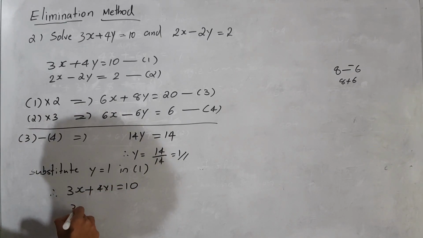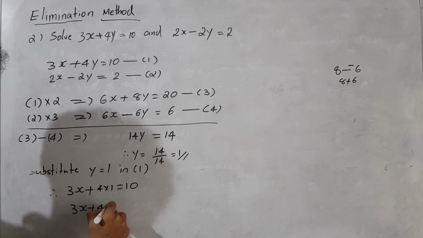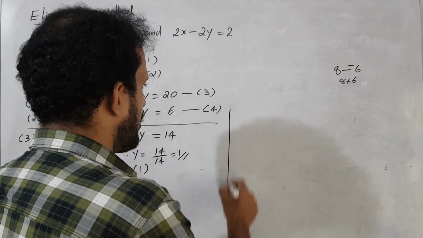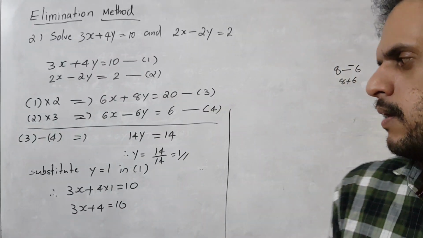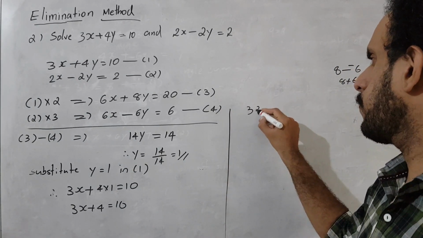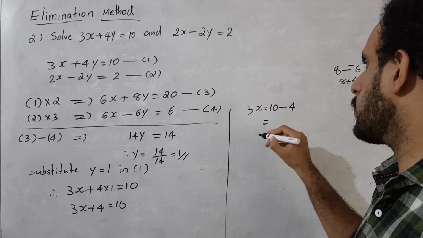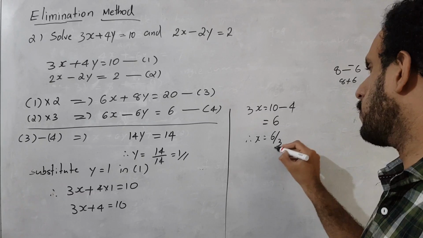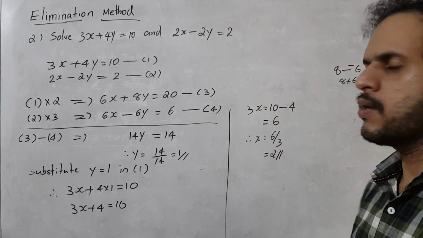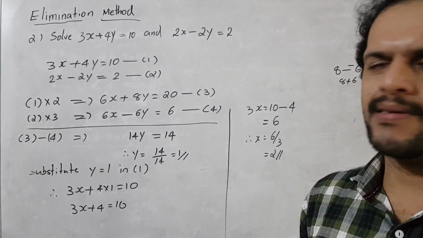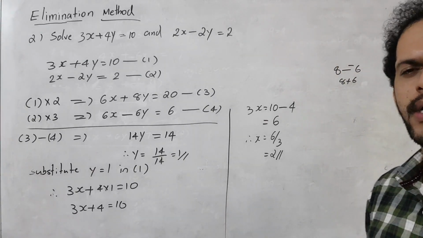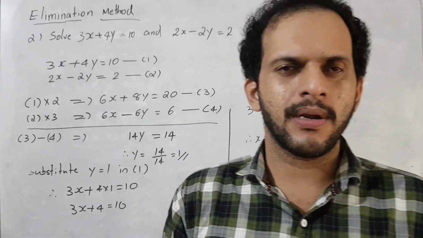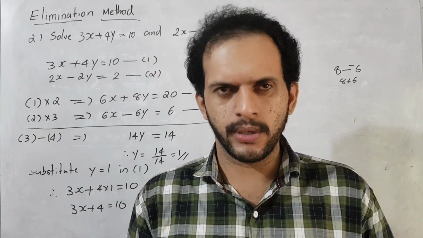Correct? Then 3x plus 4 is equal to 10. Then what is next? Next, 3x is equal to 10 minus 4. What is 10 minus 4? That one is 6. Therefore, x is equal to 6 by 3, which is equal to 2. Now we got the value of x and the value of y. We got one value for x and one value for y. So this pair of linear equations has exactly one solution.